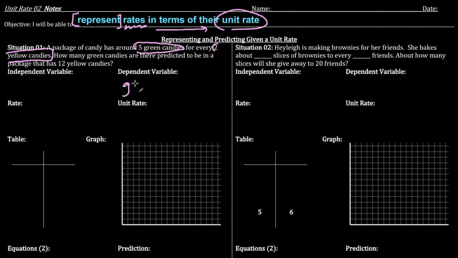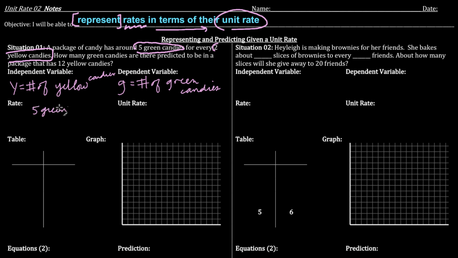So number of green candies depends on the number of yellow candies. All right, the rate that it gives us is 5 green candies, 5 green for every 2 yellow.